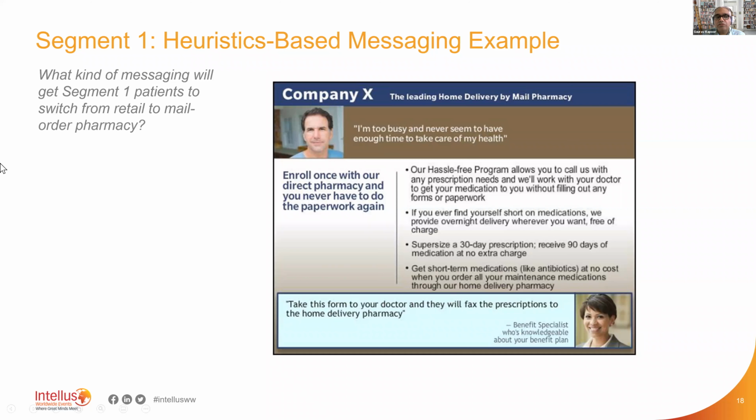So here's an example of segment one, let's just say. What kind of messaging? This is a message bundle. You can see this would get converted into some kind of campaign, like direct mail, email, digital banner ad, whatever. A surround sound campaign would be based on this bundle of messages.